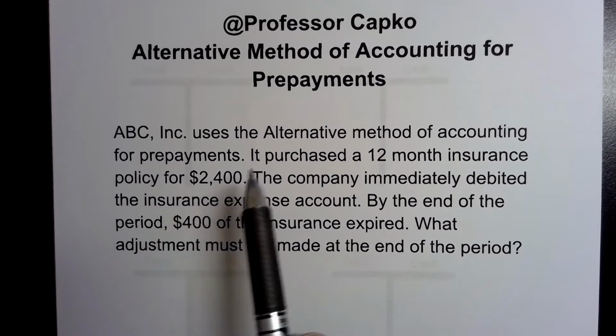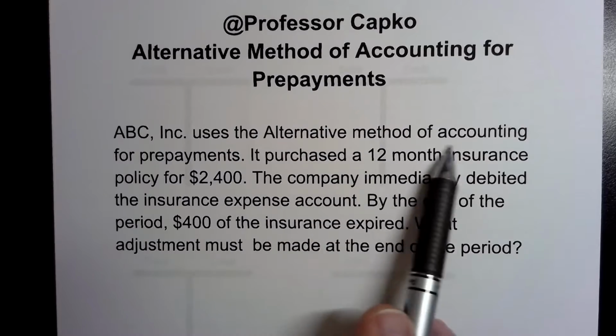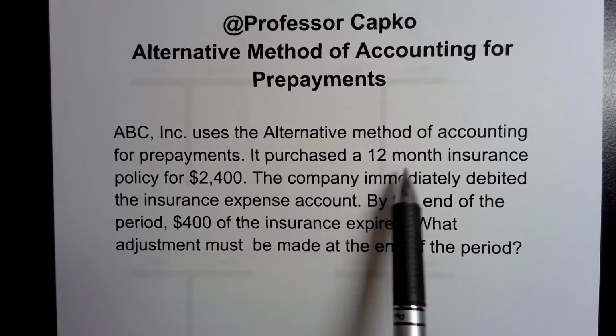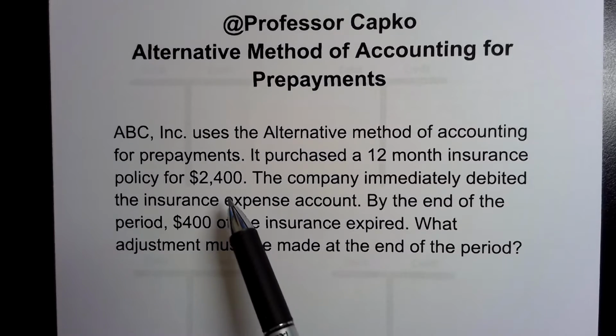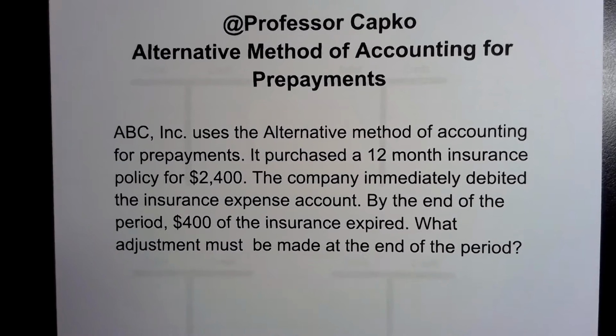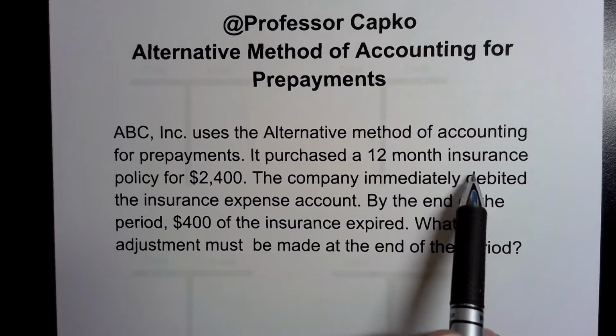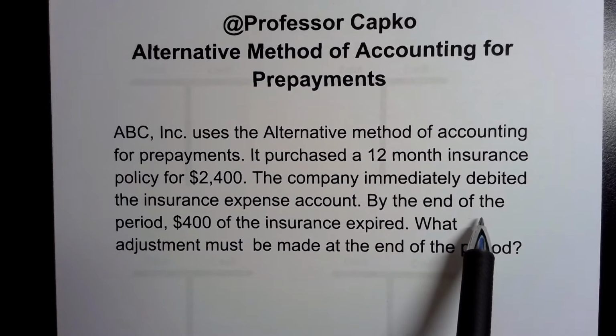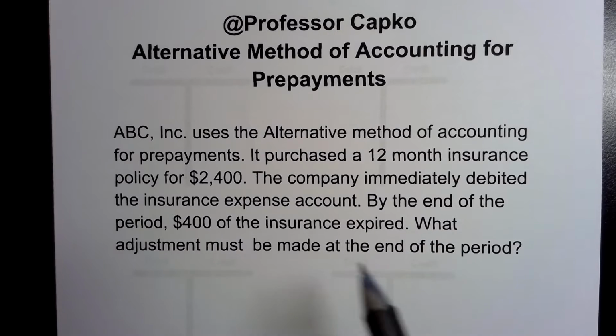Here we say that ABC Inc. uses the alternative method of accounting for prepayments. It purchased a 12-month insurance policy for $2,400. The company immediately debited the insurance expense account. By the end of the period, $400 of the insurance has expired. What adjustment must be made at the end of the period? Let's take a look at that.